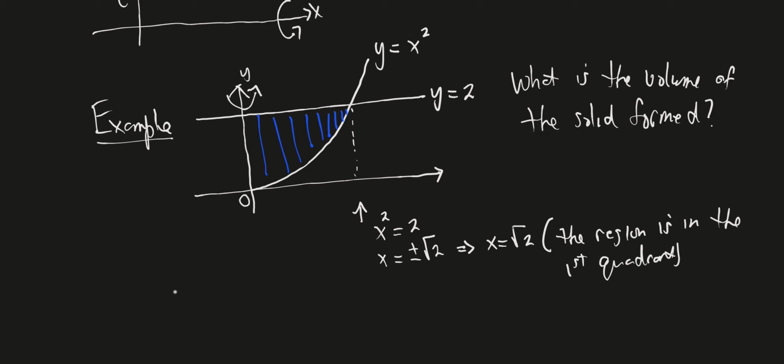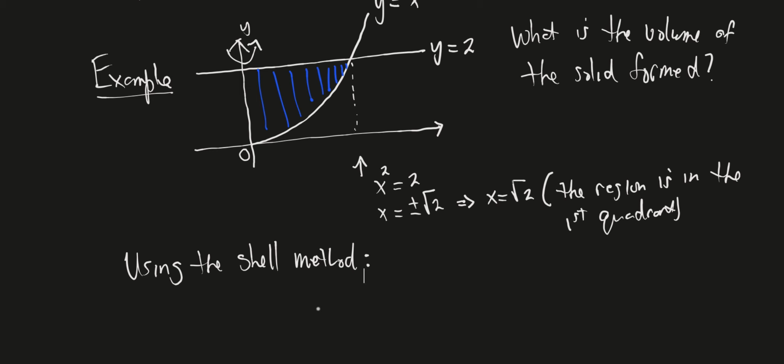Okay, so then let's write down the integral that gives us the volume using the shell method. Again, I'm not going to use any algebra. You could set this up in terms of y fairly easily, but I wanted to demonstrate how we can use the shell method. So V equals the integral, and we'll go from 0 to the square root of 2.